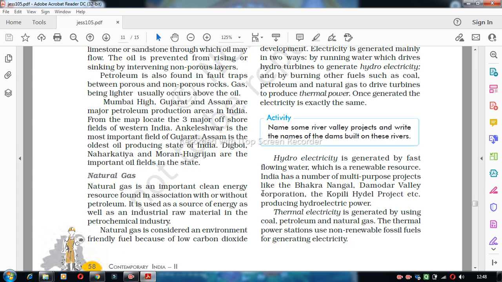India has a number of multi-purpose projects like Bhakra Nangal, Damodar Valley Corporation and others. Thermal electricity is generated by using coal, petroleum and natural gas. The thermal power stations use non-renewable fossil fuels for generating electricity.